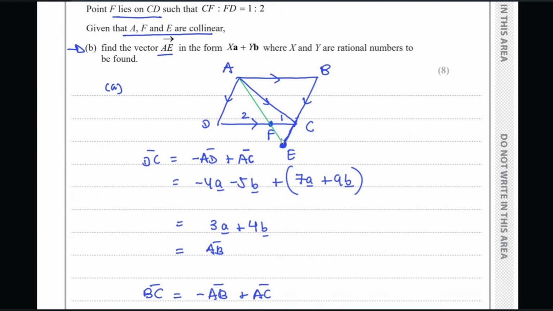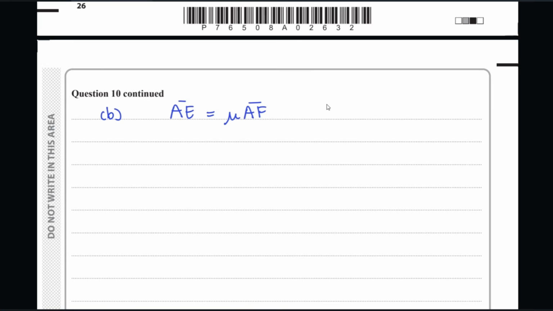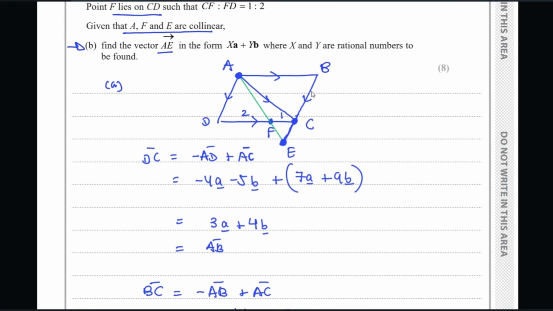Is there any other way of finding AE? Any other route to go from point A to point E? Yes, we can go A to B and then B to E. So AB plus BE. So AE can also be written as AB plus BE. Okay, what is BE? BE is an extension of BC.